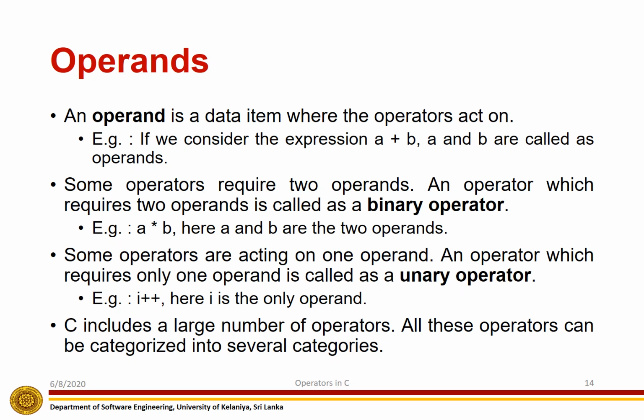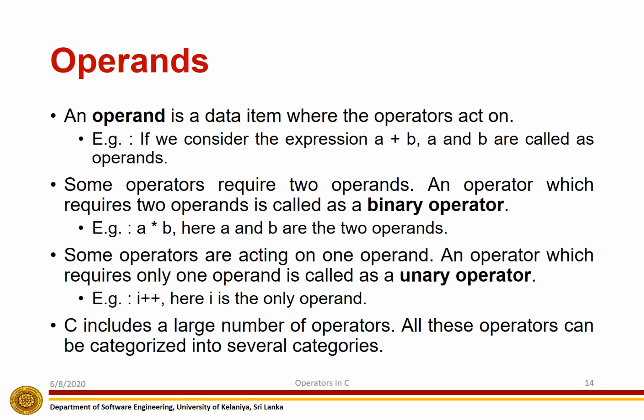Some operators require two operands. An operator which requires two operands is called a binary operator. For example, a multiplied by b. In here, a and b are two operands. Some operators act on one operand. An operator which requires only one operand is called a unary operator. For example, i++, the increment operator. Here i is the only operand.